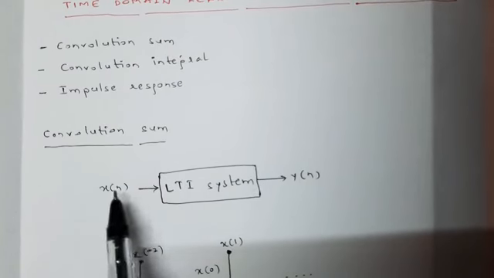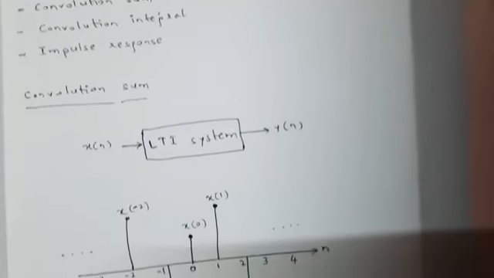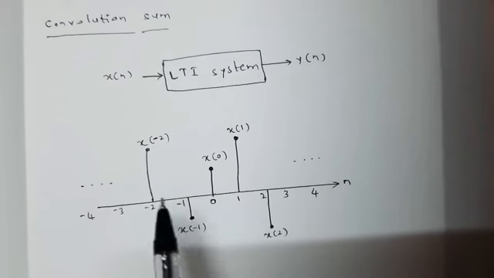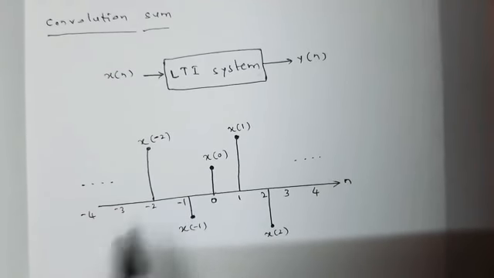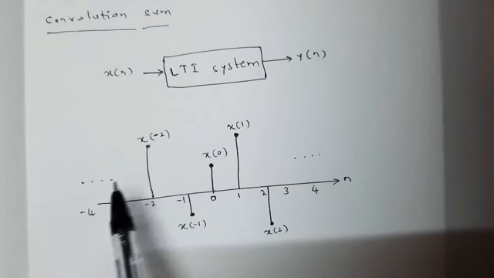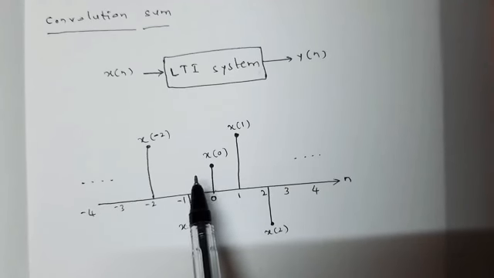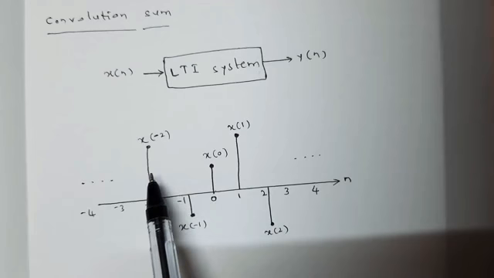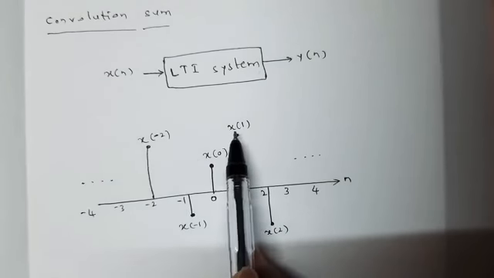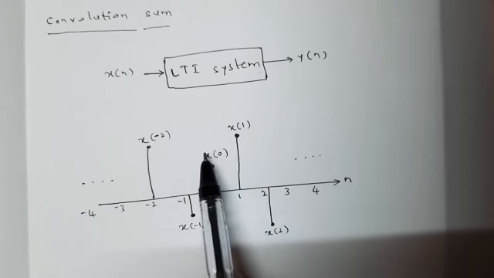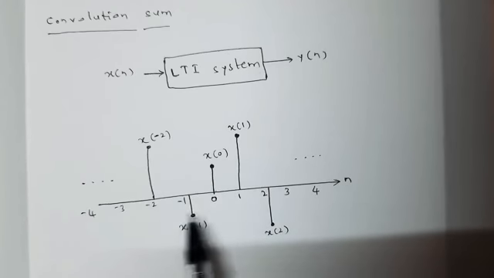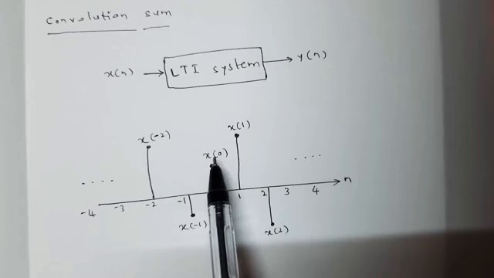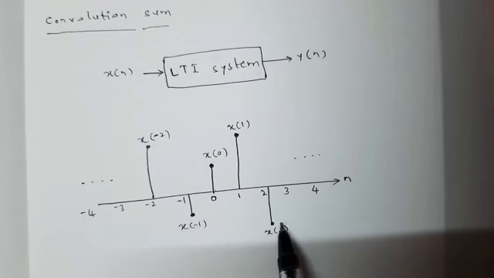This input x of n is any arbitrary sequence which is shown as below. This input sequence x of n has delayed impulses with different weights. Weights here are the amplitudes of this signal x of n. x of 0, x of 1, x of 2 are weights.